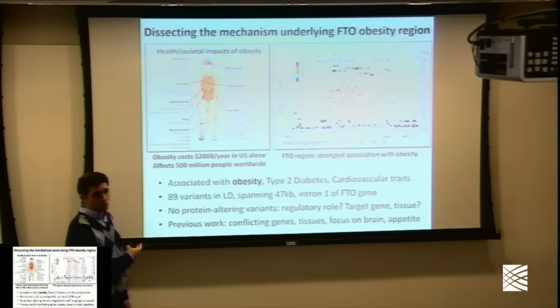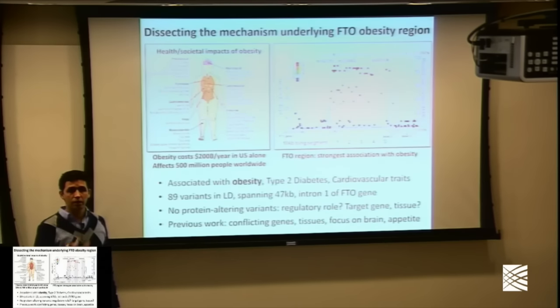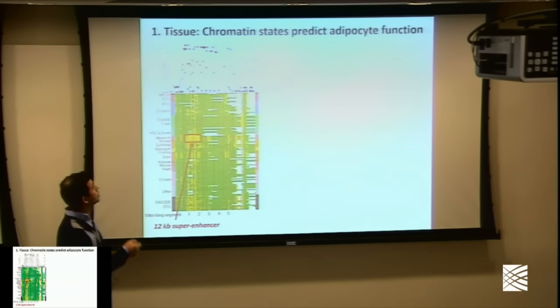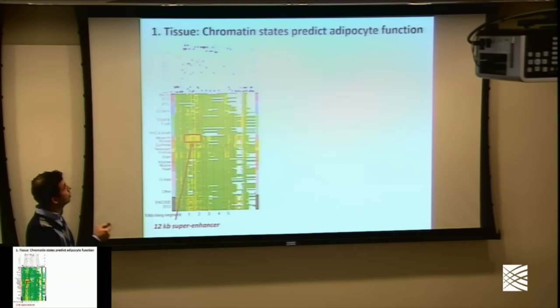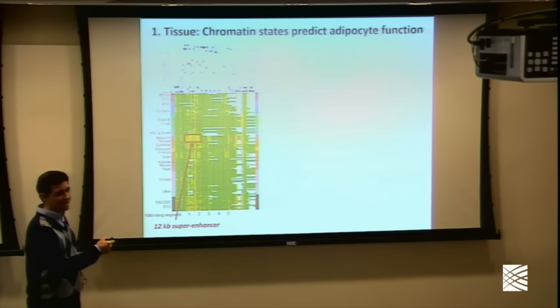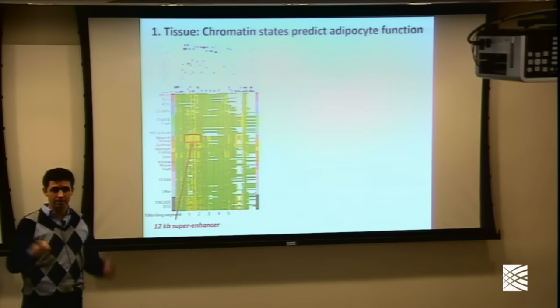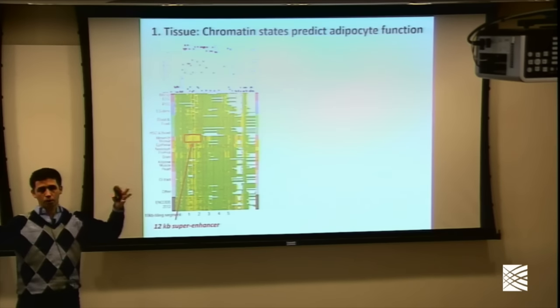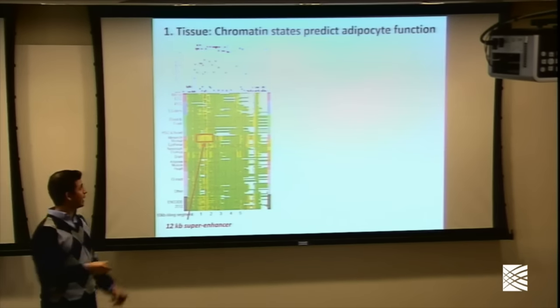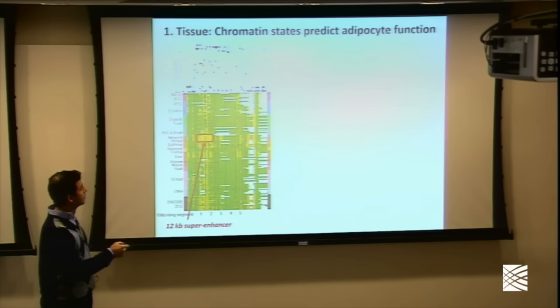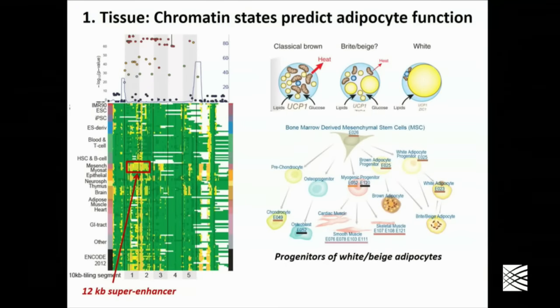But we basically said, well, let's go in a completely unbiased way and look at what are the tissues that light up across our maps. So here's the genetic region of association in the FTO locus. And you can basically see across the different tissues, there's this massive enhancer region. This enhancer region spans 12,000 nucleotides. I mean, think of it as a major control switchboard in the building. It's basically one of those master switches. And it's active not in the brain, as people had hypothesized, but instead in the mesenchymal stem cells that give rise to white and beige adipocytes.